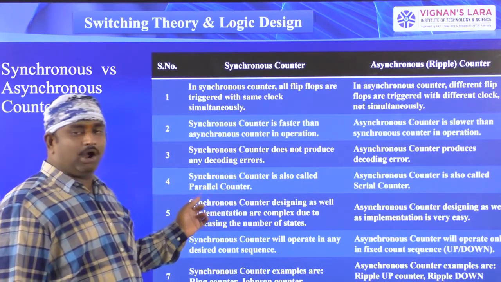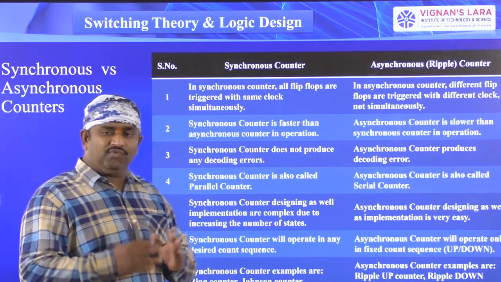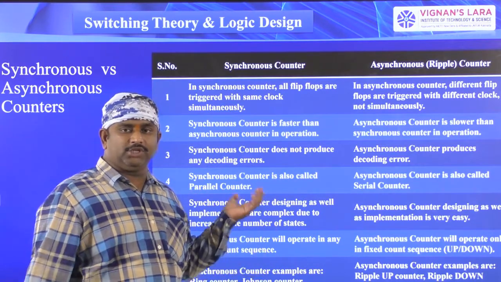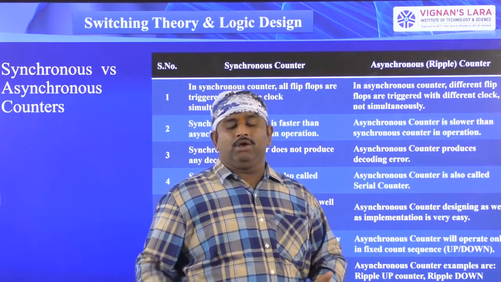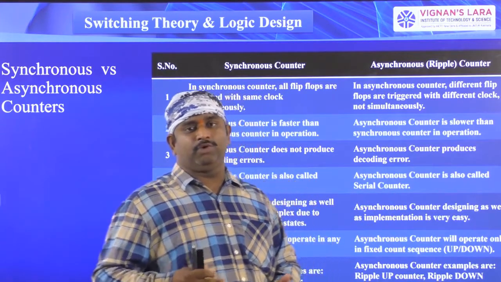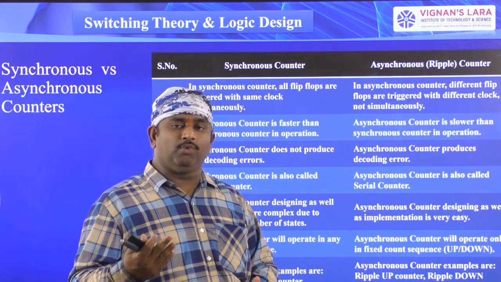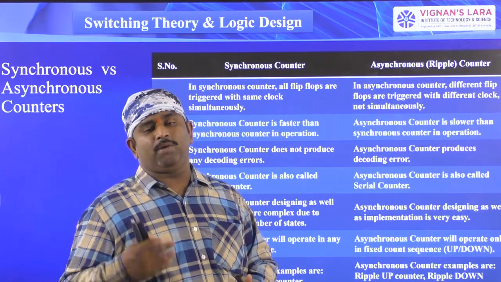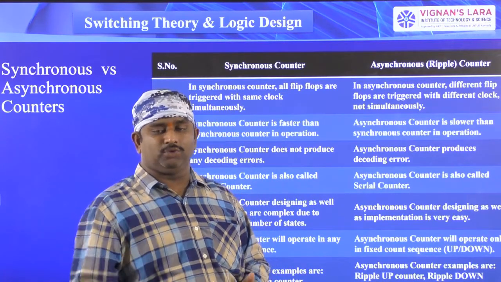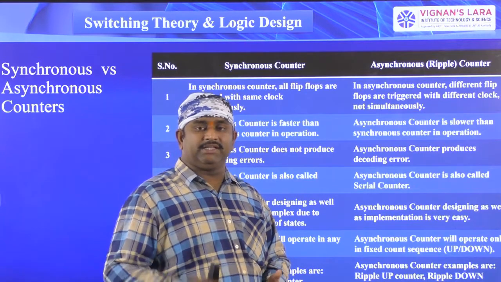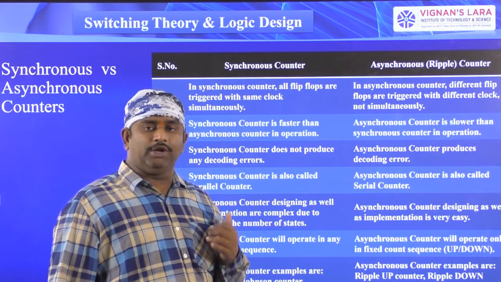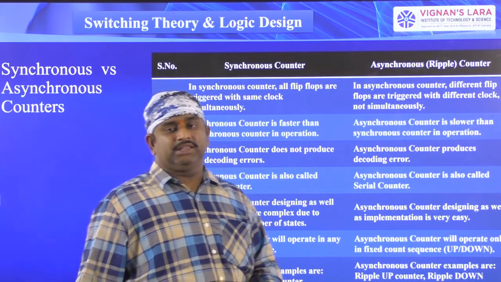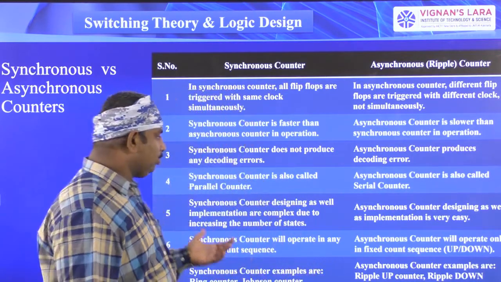Next, fourth one. Synchronous counter is also called parallel counter. So all the flip-flops are working in parallel. For that reason, you can call this a parallel counter. But in asynchronous counter, the first flip-flop output occurs, then the second flip-flop reacts. If the second flip-flop output has come, then only the third flip-flop reacts. So it seems to be a serial counter. So the asynchronous counters are also called ripple counters or serial counters. The synchronous counters we can call parallel counters.